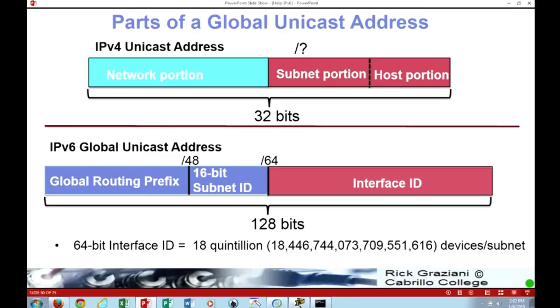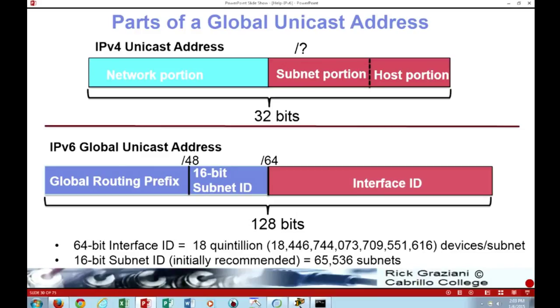Okay. So what this gives us, first of all, is a 64-bit interface ID. This gives each one of your subnets 18 quintillion devices per subnet. At Cabrillo, we have a 16-bit subnet ID, which gives us 65,536 subnets. Each subnet has 18 quintillion devices. And guess what? There's no broadcast address, so you can use the all zeros address. So you get to use every bit of those 18 quintillion.